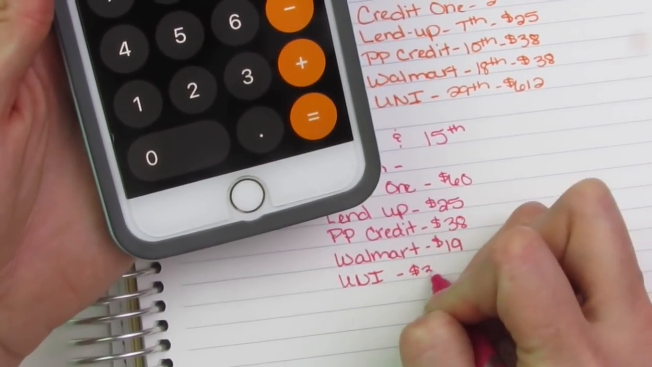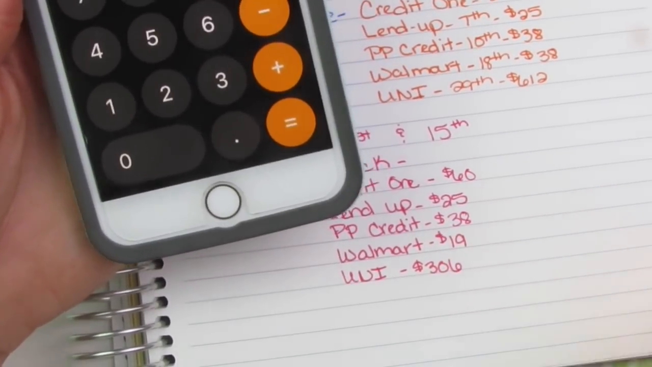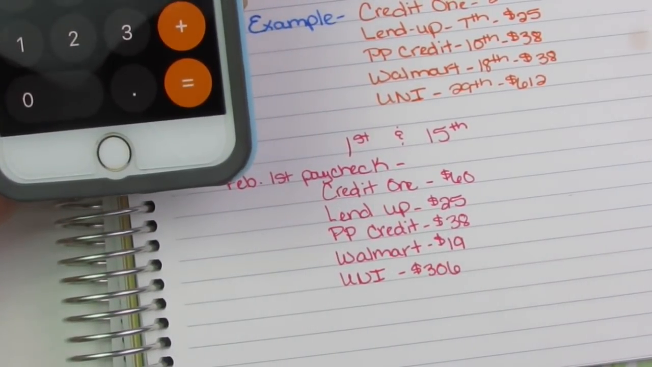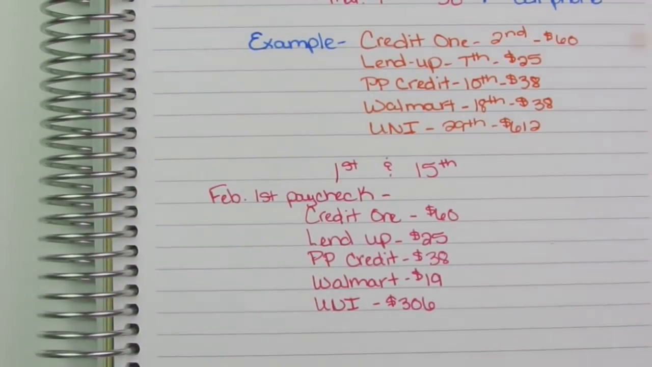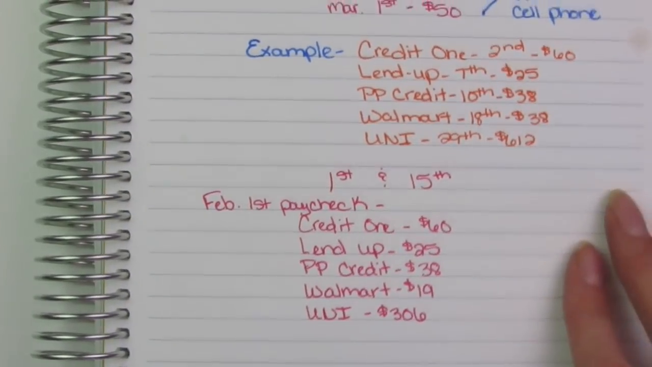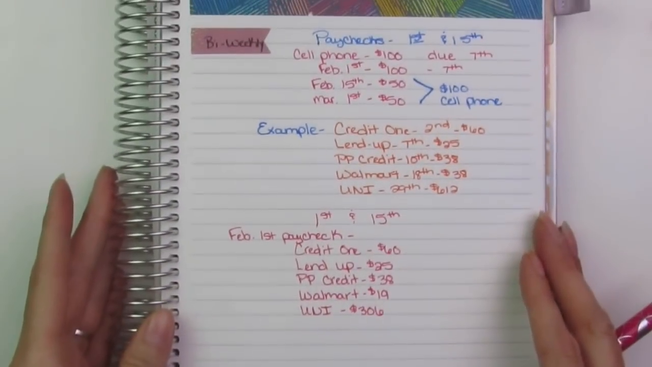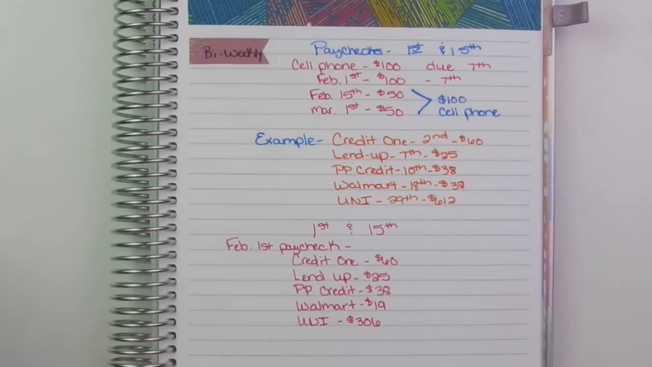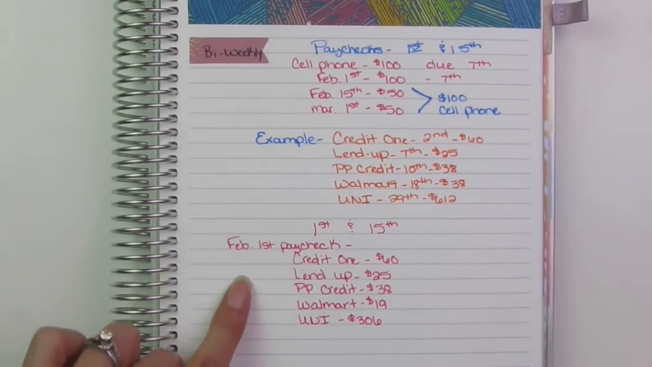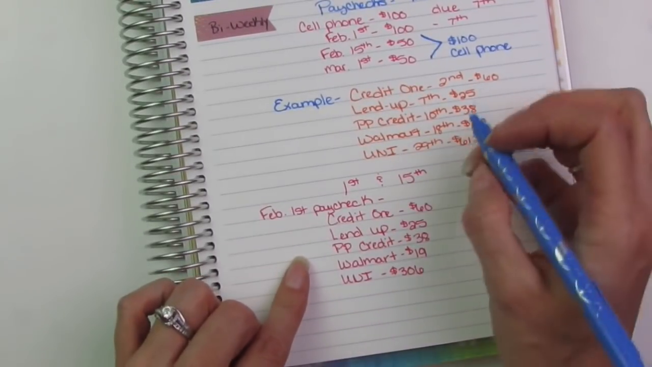So on the 1st, you need to come up with $306 for that bill. So that's why I said it really depends on when your bills are due. If it's usually like the first half of the month and your bi-weekly paycheck, then it's just the first half that you have to take out the full amount. And then usually it's the second half that you can split up between the 2. So that was February 1st paycheck.